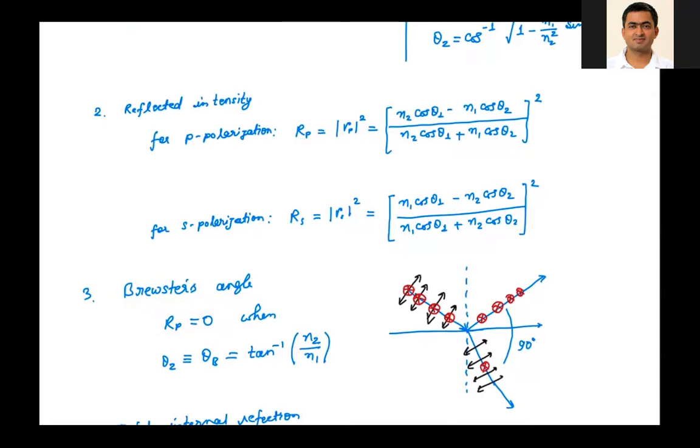And this happens when this particular condition is satisfied, that theta2, if that is equal to tan inverse of n2 by n1, then RP is equal to 0. So this angle, at which it becomes equal to tan inverse of n2 by n1, we call Brewster's angle, theta B. So the point is, at Brewster's angle, if the angle of incidence, now is it theta2? No, this will be theta1, is it?